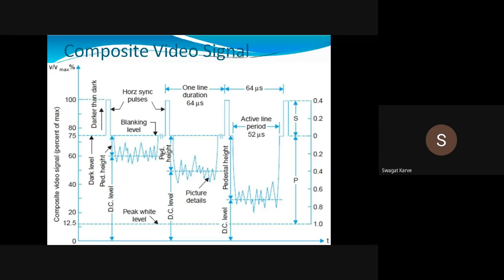Okay, but the horizontal synchronous pulses are at very high voltage, that means 75 volt and above. So this is the total composite video signal. That means it has some picture details, some active line details, right? And these horizontal pulses, why are we using them? To synchronize, right? For the synchronization pulses.